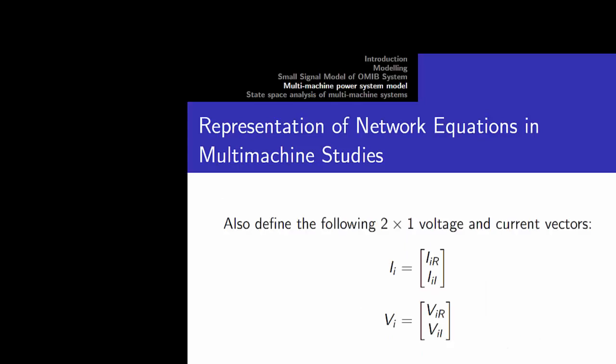Then we define two 2 by 1 column vectors. The current Ii is a 2 by 1 column of its real part and imaginary part, and the voltage Vi is again a 2 by 1 column of its real and imaginary part.